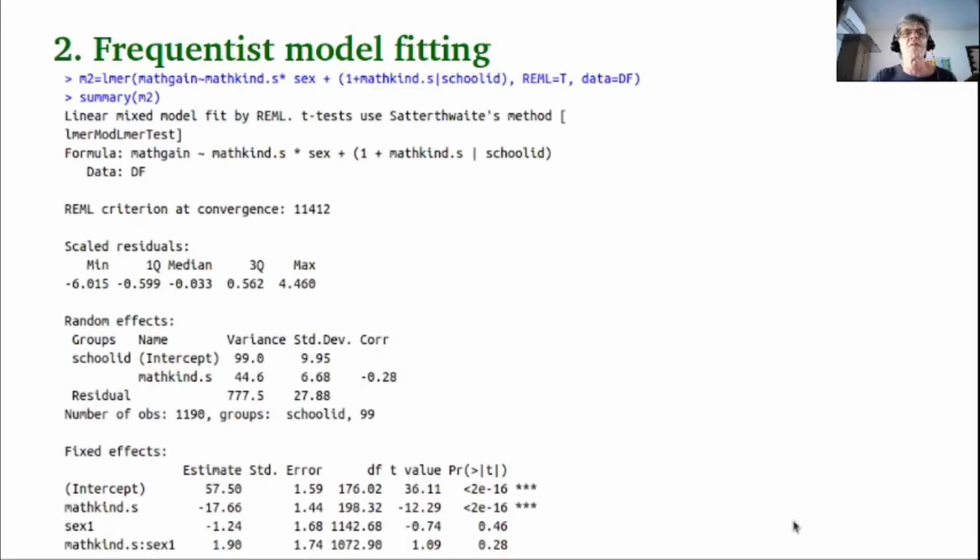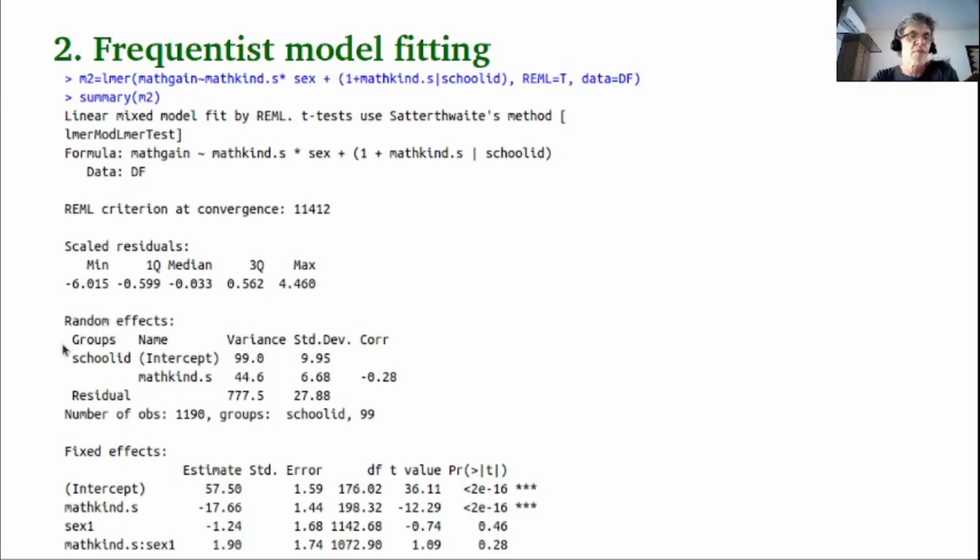So the Frequentist model fitting: here we indicate the response variable and the population or fixed level effects, and here we indicate the group, the random effects. Here we indicate 1 plus mathkind, where mathkind is a numerical explanatory variable, and this vertical bar, after which we put school ID. This says that we are going to estimate the differentials of slopes and the differentials of intercepts for each school. So we fit the model M2, whose summary is the following.